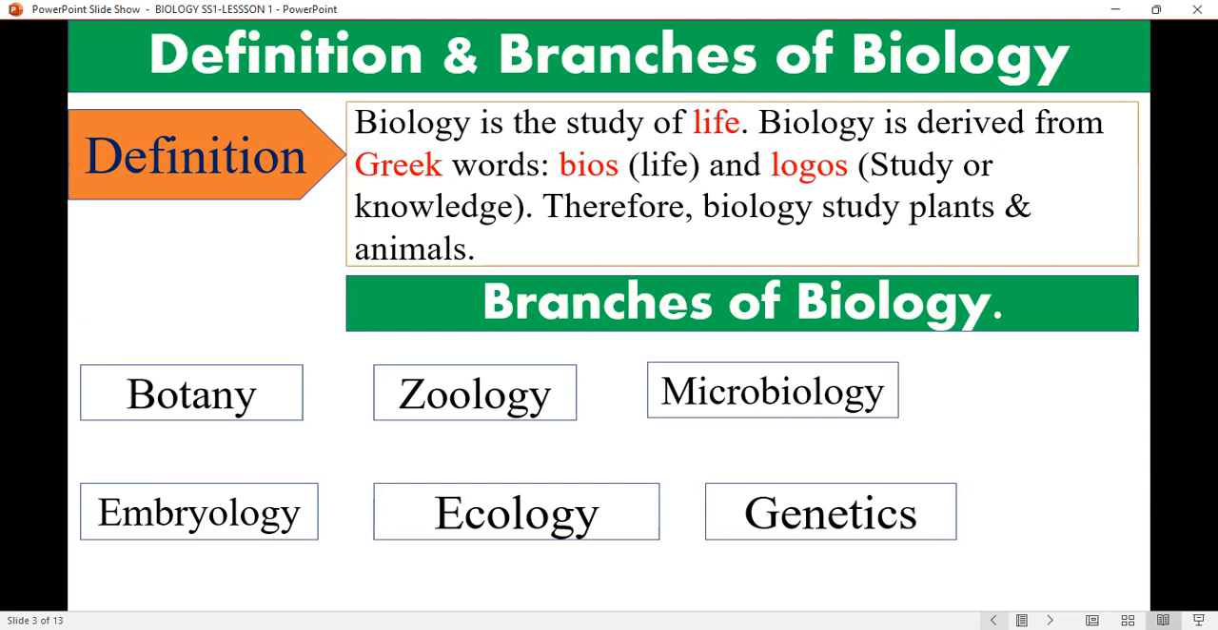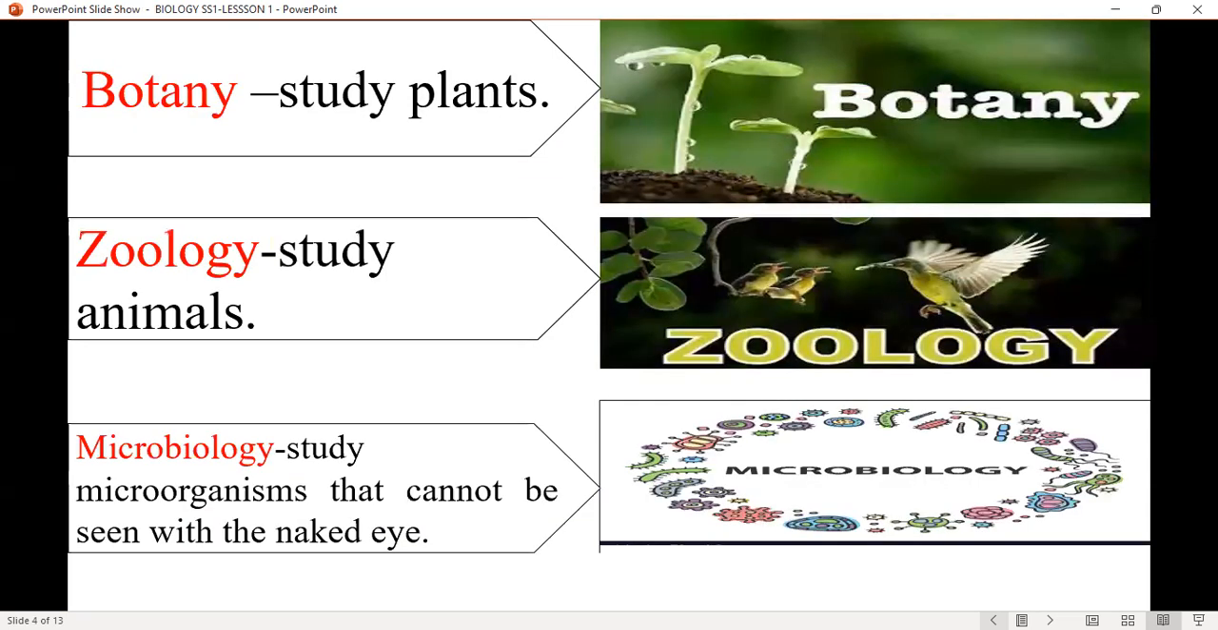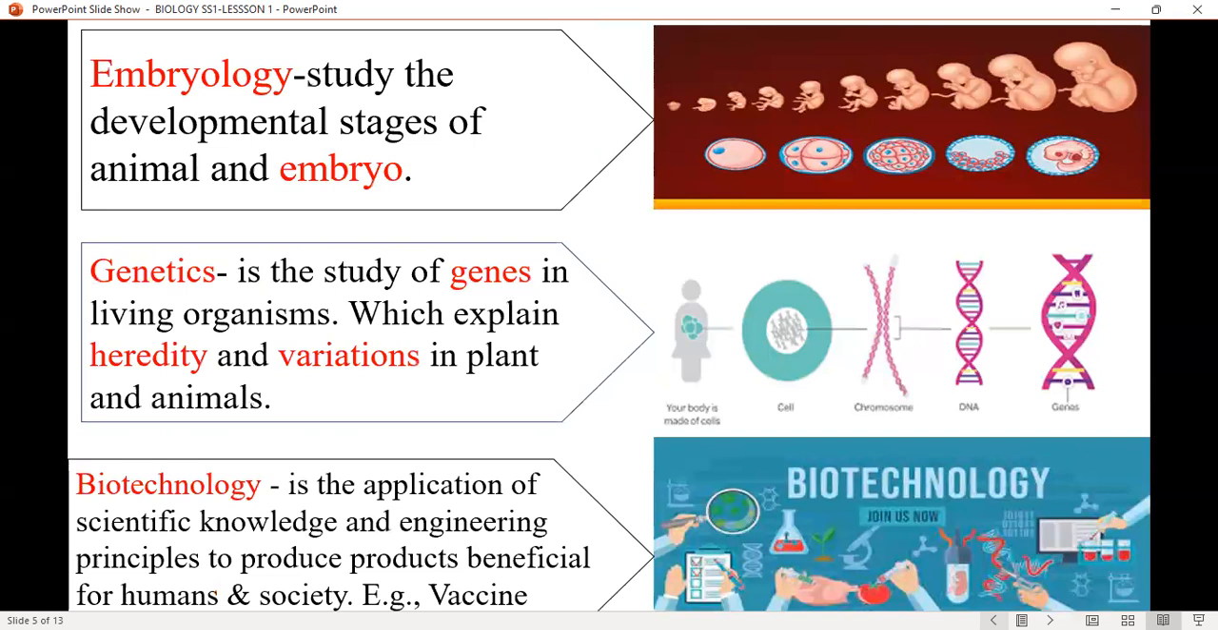There are several branches. But in this lesson, we are going to botany. Botany studies plants, while zoology studies animals. Microbiology studies microbes. In other words, it studies microorganisms such as viruses and bacteria. Embryology, from the word embryo, studies the developmental stages of animals and the embryo. Genetics is the study of genes in living organisms.